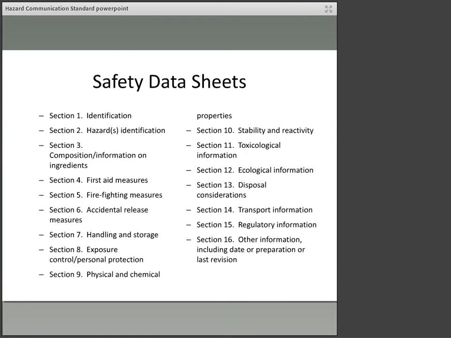The remaining sections, 9 through 16, contain more technical and scientific information in addition to considerations related to disposal, transport, and the environment. And some of these informational sections might be important for your custodial staff to be aware of, especially disposal considerations or transport information.